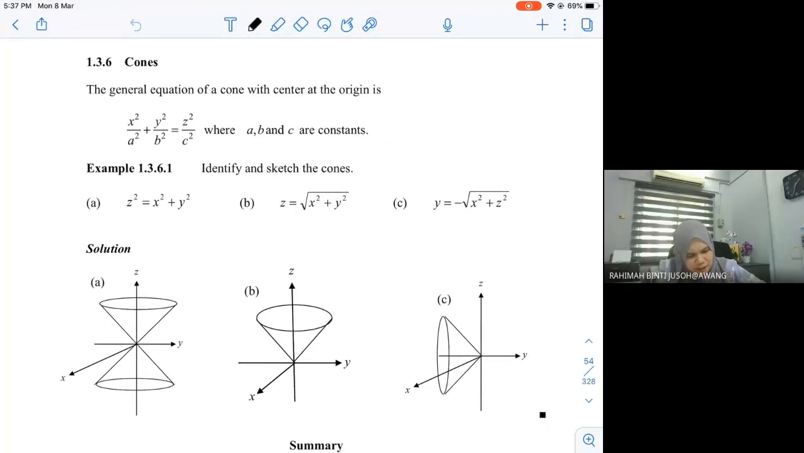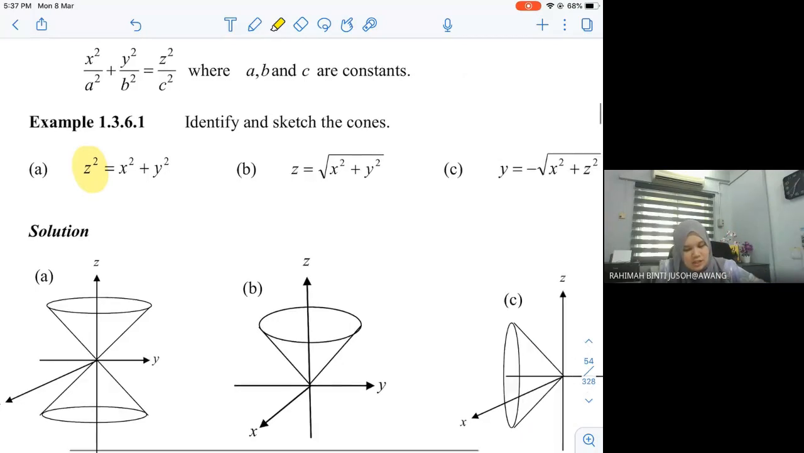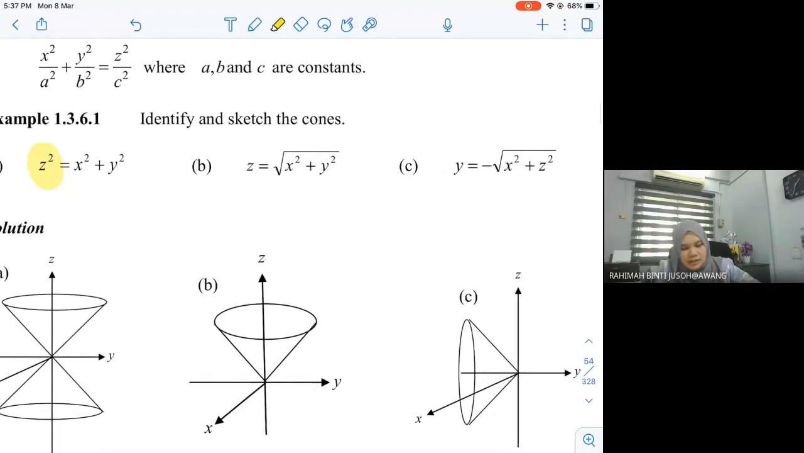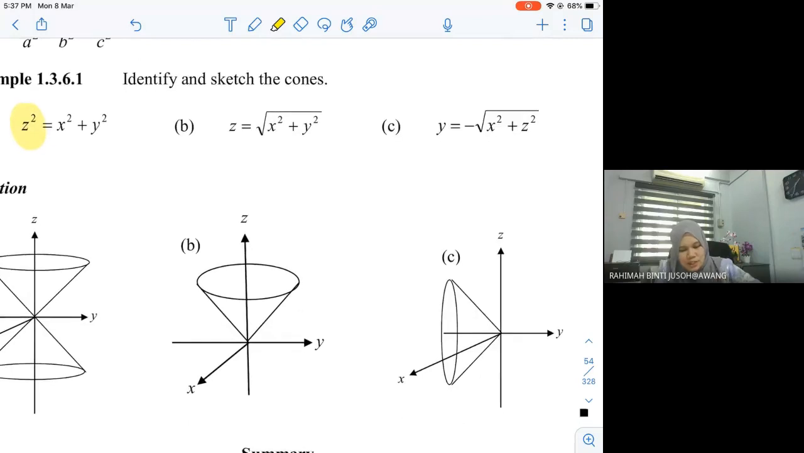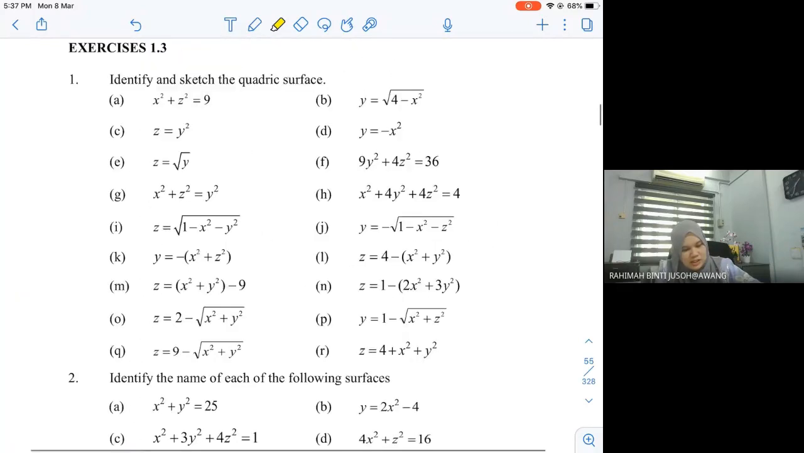Okay. Now, kalau you perasan equation ni, ini Z sebagai subjek, that's why di atas bawah. This one ada square root sign. So maksudnya satu cone saja. So sebelah atas je. Okay. And then yang ni negative Y. So bila negative Y ni negative, sebelah kiri lah of course. Okay, jom kita test apa yang you dah belajar hari ni. Jom kita test.